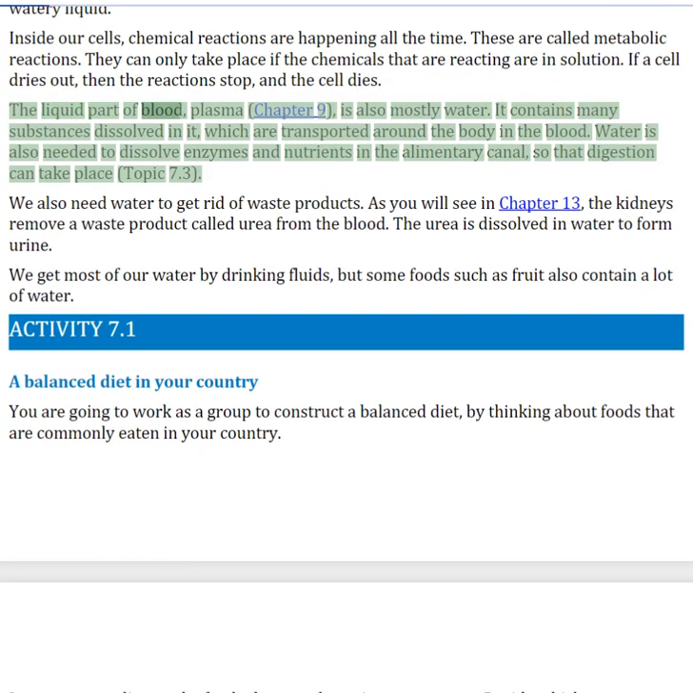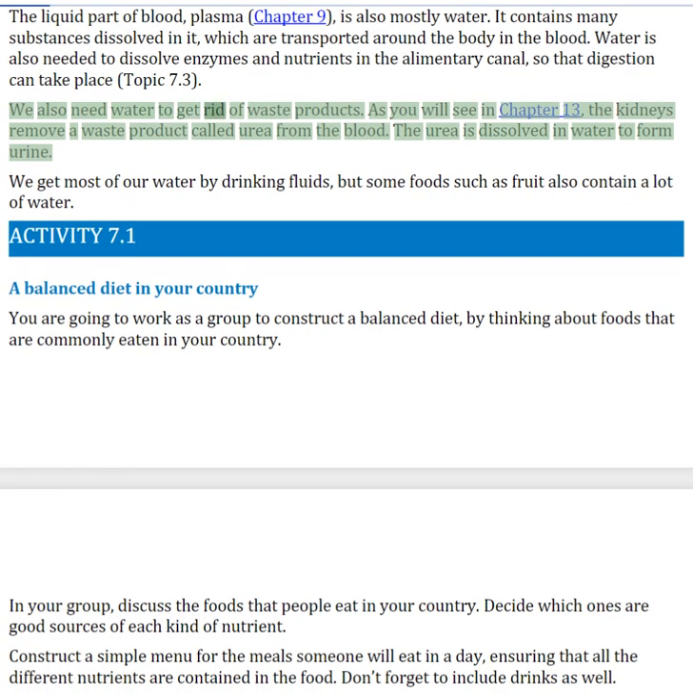The liquid part of blood, plasma, is also mostly water. It contains many substances dissolved in it, which are transported around the body in the blood. Water is also needed to dissolve enzymes and nutrients in the alimentary canal, so that digestion can take place. We also need water to get rid of waste products. As you will see in Chapter 13, the kidneys remove a waste product called urea from the blood. The urea is dissolved in water to form urine.